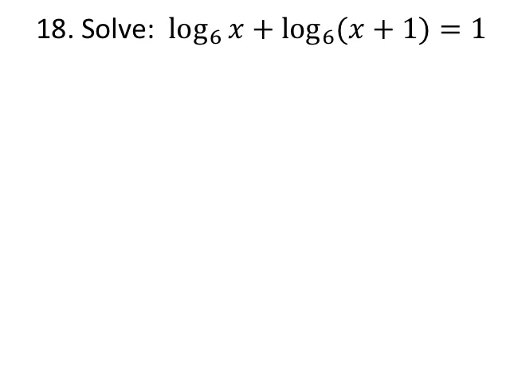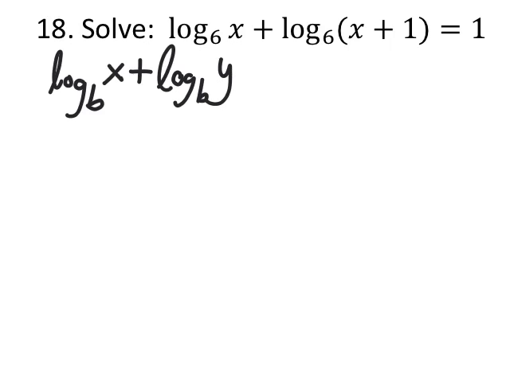Alright, to solve for x on number 18, what we're going to have to do is use the property, I think it's the product property, where we're going to take the log sub b of x plus the log sub b of y equals the log sub b of x times y. We can put that in parentheses if we want. And that's kind of what this is here.